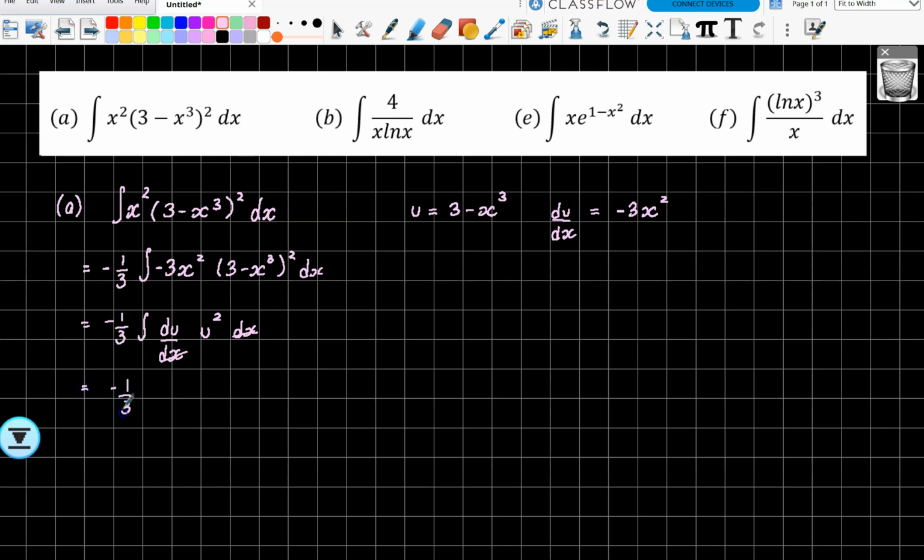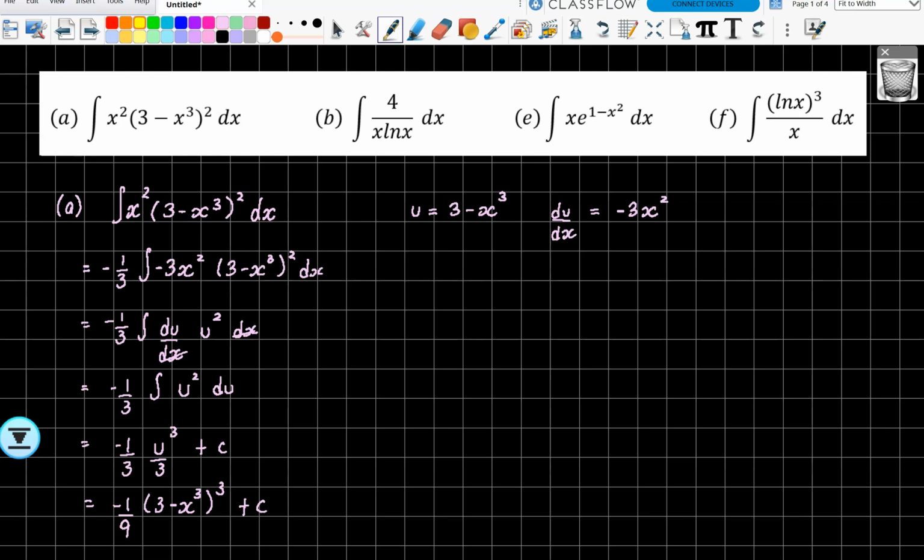And it means that what I can now do is just integrate u squared with respect to u. So we get minus 1 times u cubed over 3. Don't forget our plus c. And 3 times 3 is 9, so we get 1/9. And what is our u function? It was 3 minus x cubed, and that is now to the power of 3, plus c. I hope that brought back some good memories for you.